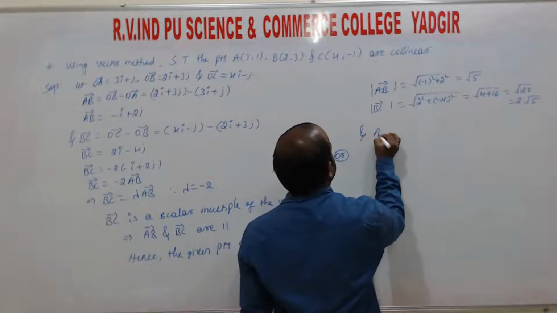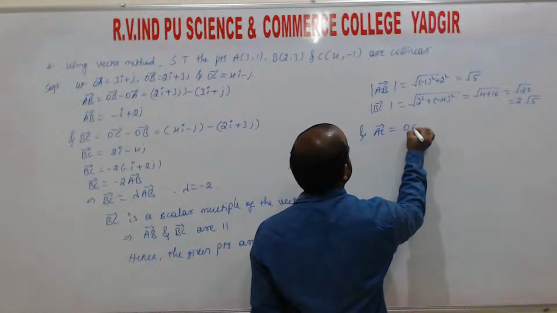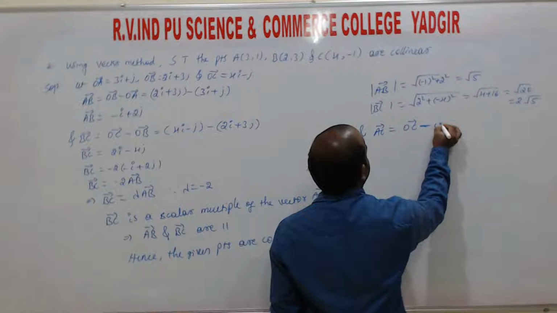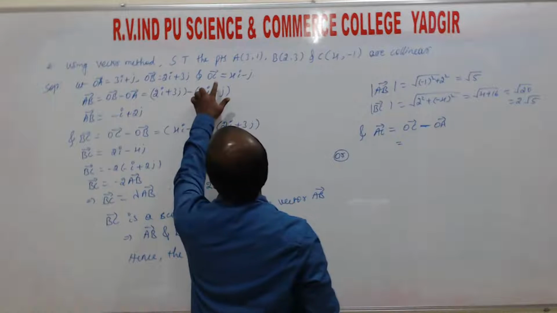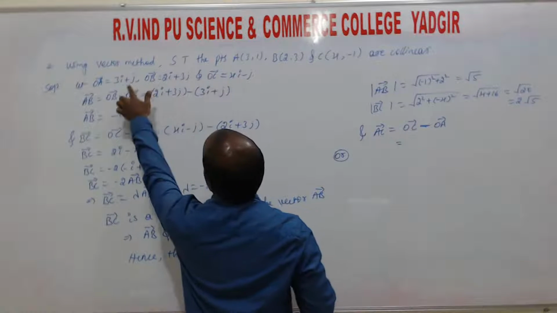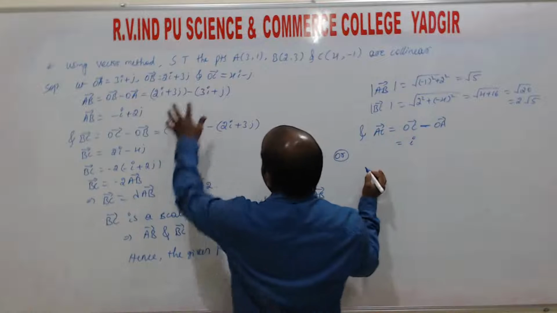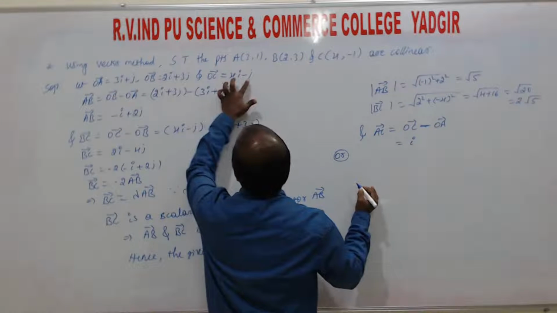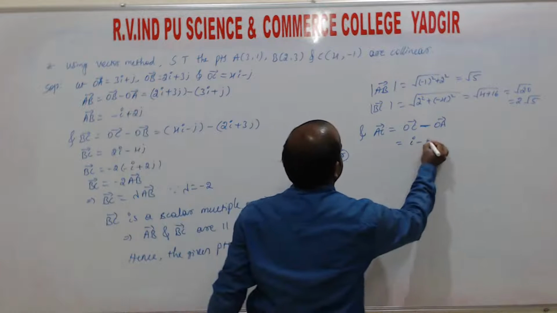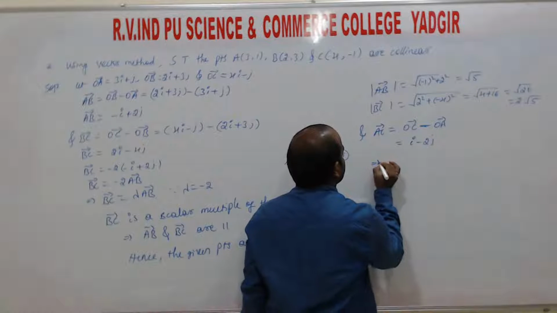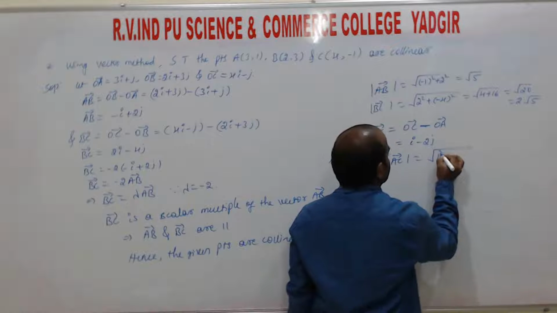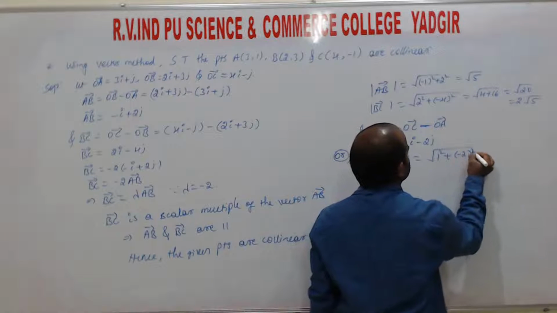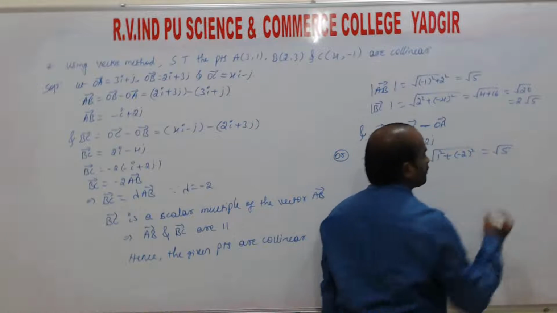And first you have to find the vector joining two points, AC. OC minus OA. 4i minus 3i, minus j minus 2j. Now the magnitude of AC is equal to root of 1 square plus minus 2 whole square, which is root 5.